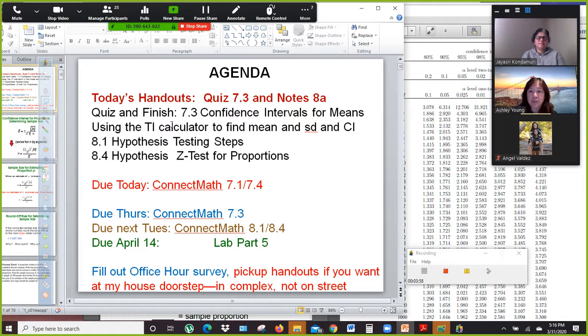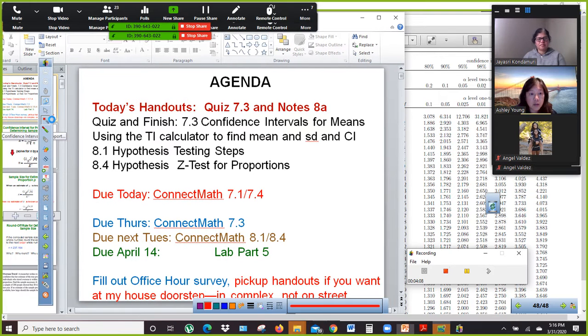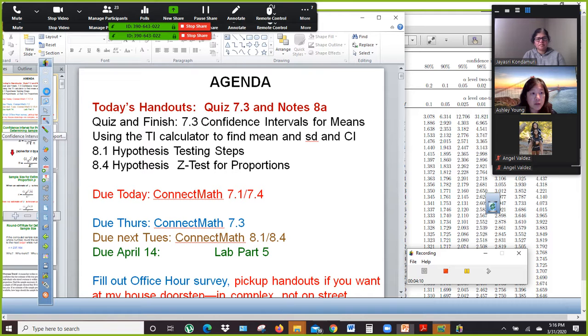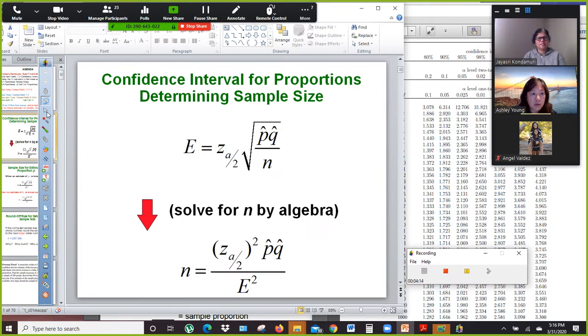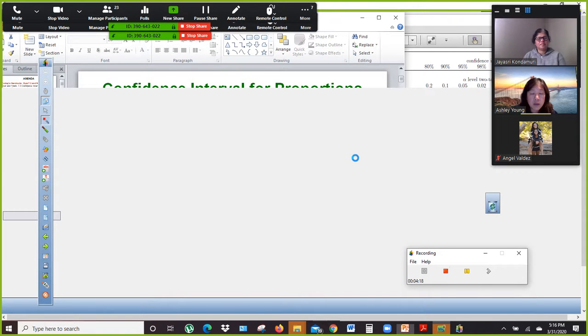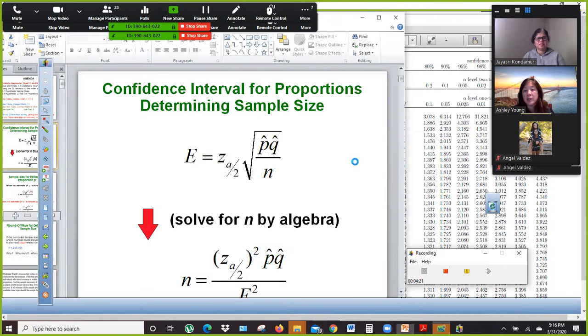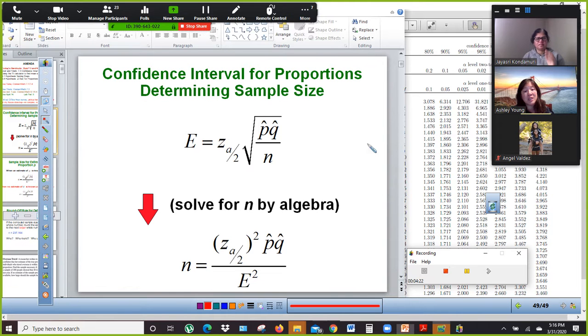So today, again, we're going to look at this quiz here, and let's take a look. I don't think I did that yet. So the first thing we'll start with is the confidence interval for proportions. We did this really in the 7.1 lecture. We actually did this in class for you guys.